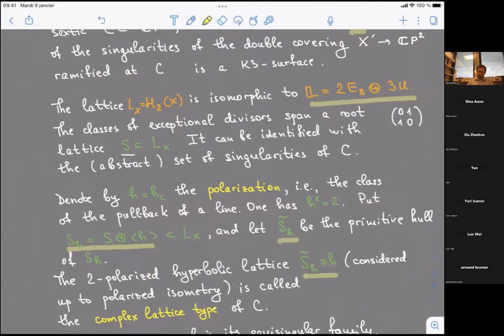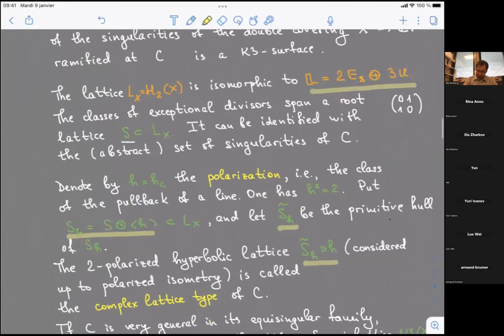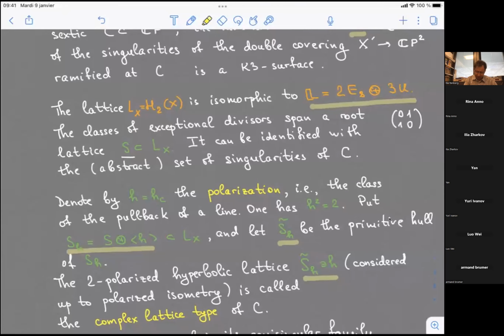And so this two polarized hyperbolic lattice, considered up to polarized isometry, isometry respecting polarization, that's exactly what I will call the complex lattice type of the initial sextic. So to each sextic, for the moment, I didn't assume that my sextic is real. The only assumption was that I started with a simple sextic. And so out of a simple sextic, we constructed this two polarized hyperbolic lattice. And this is what is called the complex lattice type of the initial sextic.